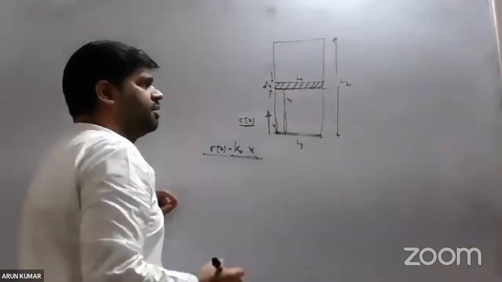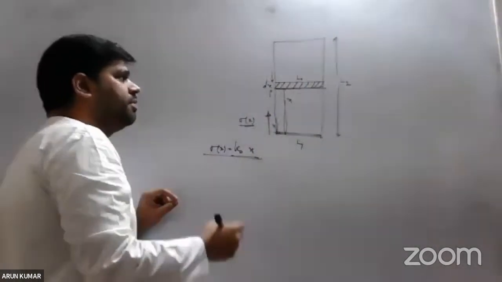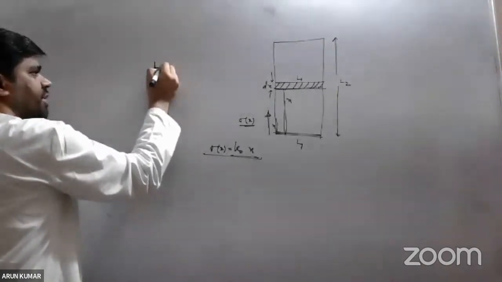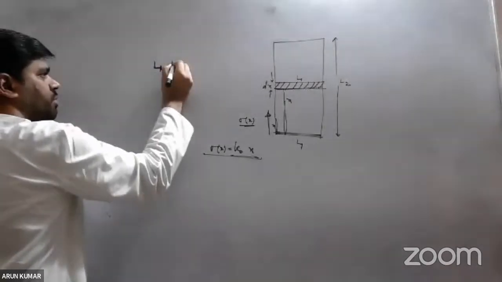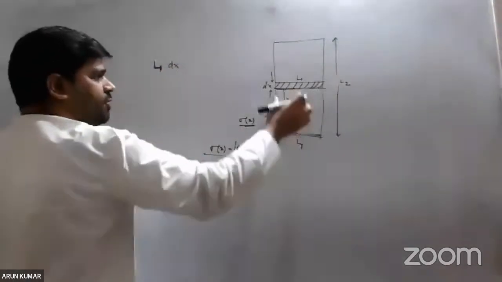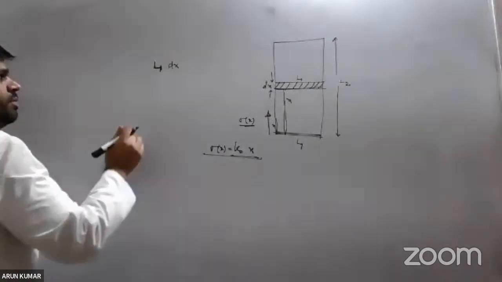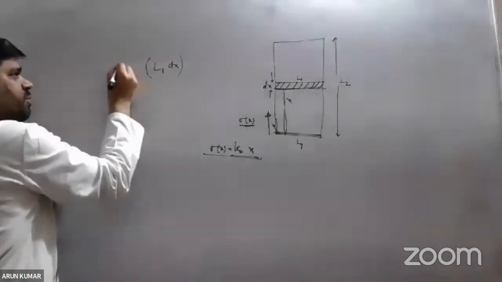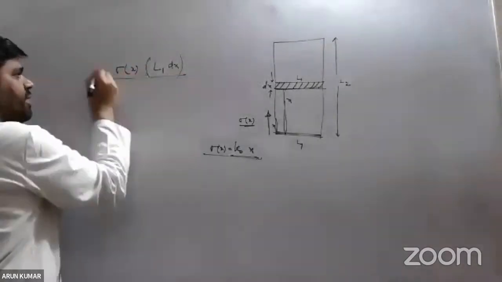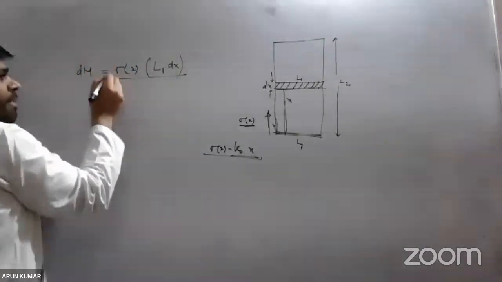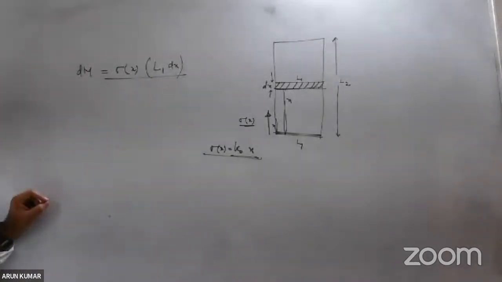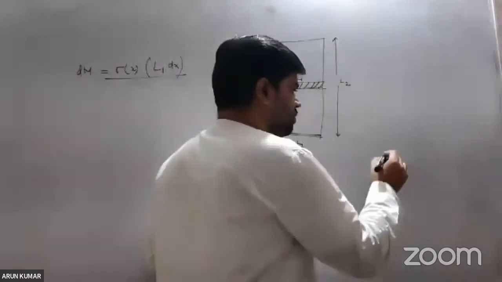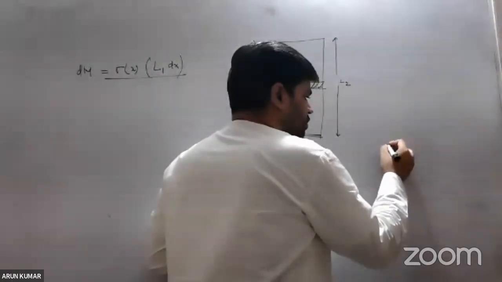Length L1. What's the area of the strip? dx into L1. L1 into dx. Yes, sir. This area into sigma of x will give me dm, mass of that strip. How, sir? dm is equal to sigma of x into L1 dx.